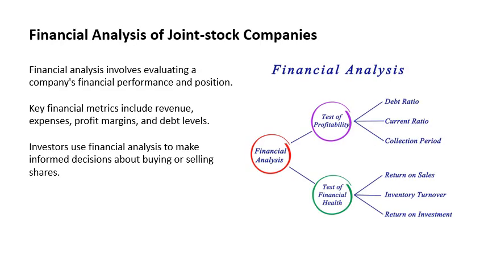And there is some financial analysis of joint stock companies. Financial analysis takes into consideration two things: the test of profitability and the test of financial health. Test of profitability is like debt ratio, current ratio, and collection period. And test of financial health is about return on sales, inventory turnover, and return on investment. Financial analysis involves evaluating a company's financial performance and position, and key financial metrics include revenue, expenses, profit margins and debt levels. Investors use financial analysis to make informed decisions about buying or selling shares.